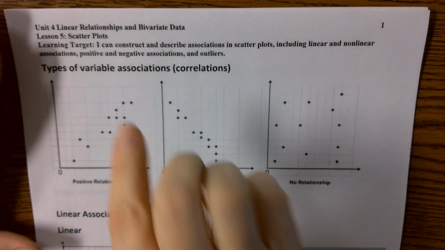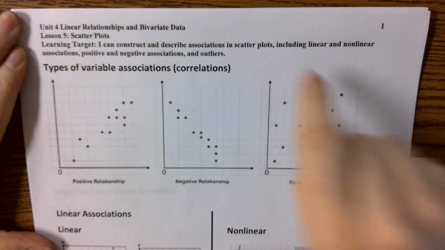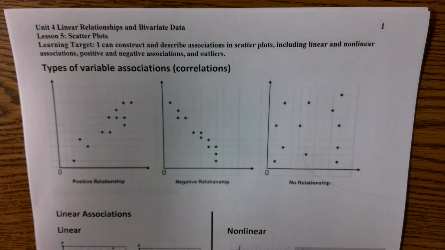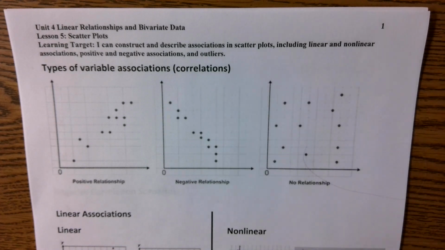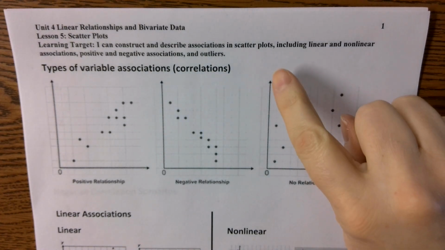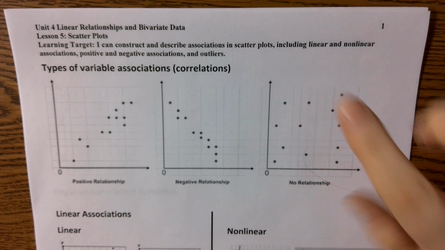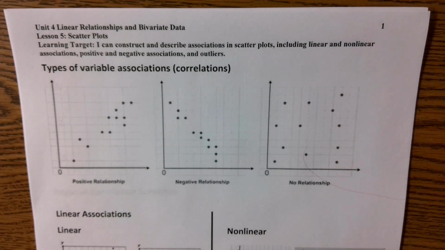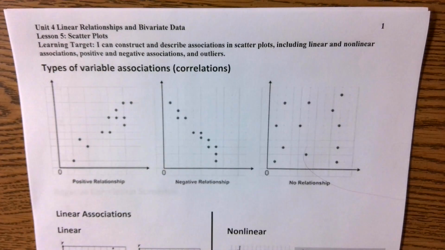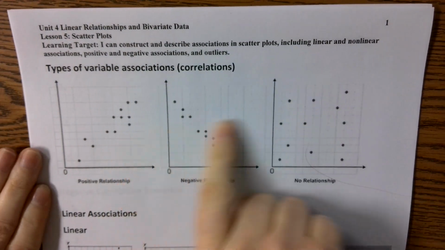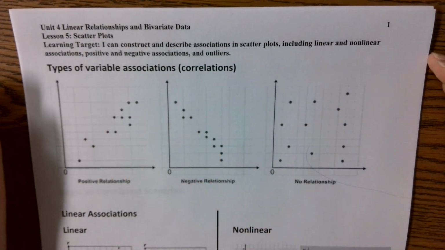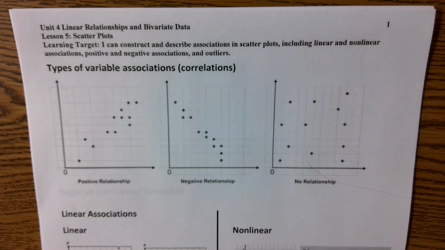Okay, so what we're going to be doing today is talking about how we can construct and describe associations, how data is associated or correlated to each other within scatter plots, including linear and nonlinear associations, positive and negative associations, and then the concept of outliers within our scatter plot data. So first, we're going to talk about the different types of variable associations or variable correlations.